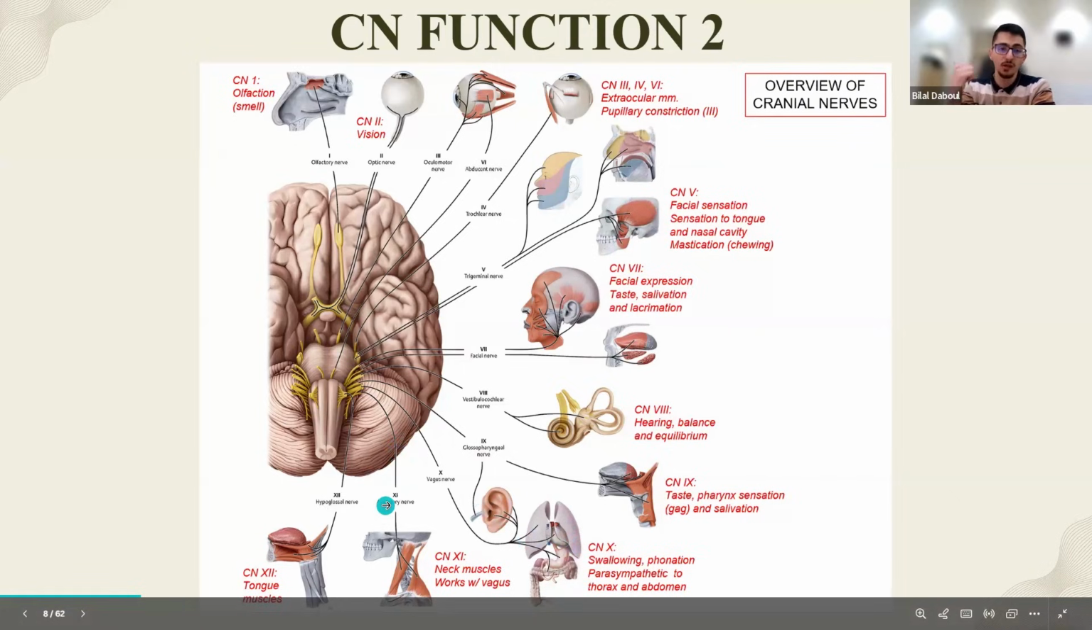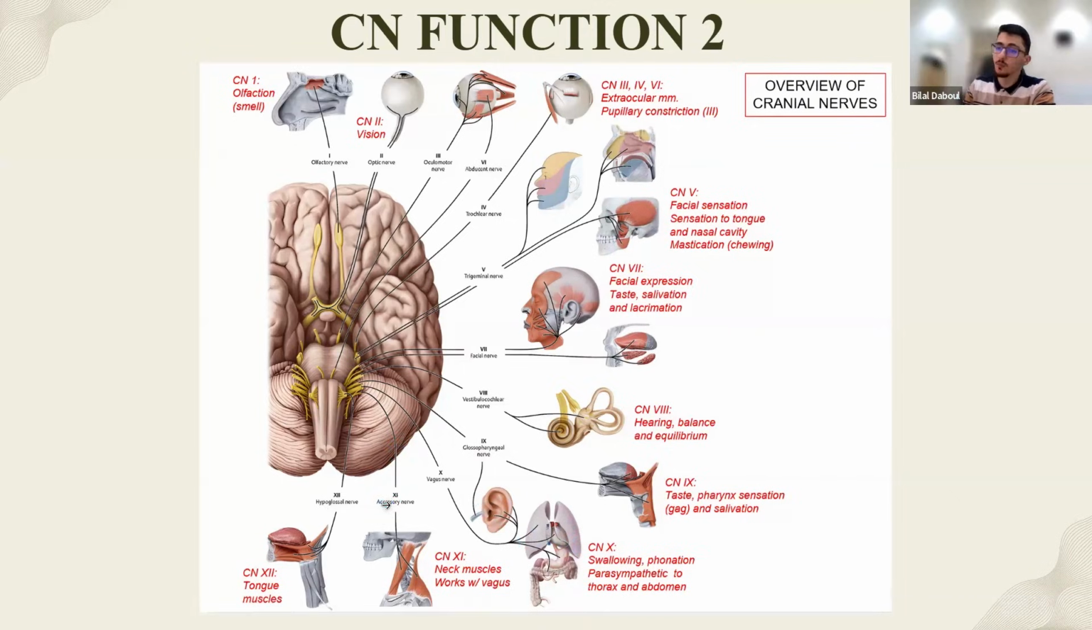Again, accessory, supplied to sternocleidomastoid and trapezius, and hypoglossal, very simple, supplied to the tongue. And remember, the cranial nerves exist as pairs. So we have a right-sided accessory nerve and a left-sided accessory nerve. The right-sided accessory nerve would supply the right-sided sternocleidomastoid and trapezius. The left-sided accessory nerve would supply the left-sided sternocleidomastoid and trapezius. So that's the overview of the cranial nerves.